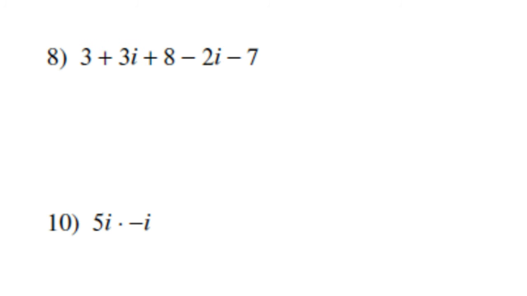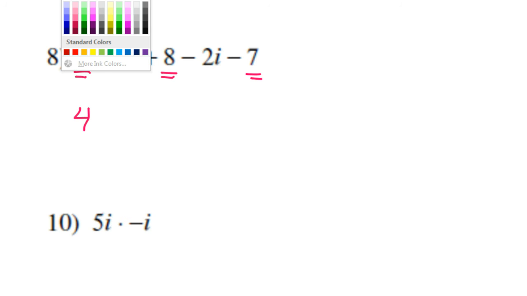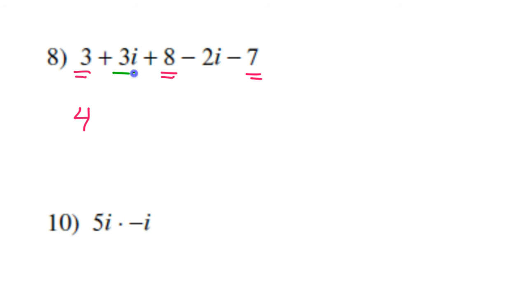Okay, we have like terms here, here, and here. 3 plus 8 is 11. 11 minus 7 is 4. So we're going to have a 4 in the front. And then we have 3i and negative 2i. 3 minus 2 is 1. So this will just be plus i.